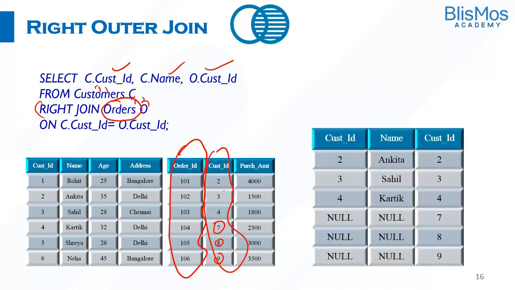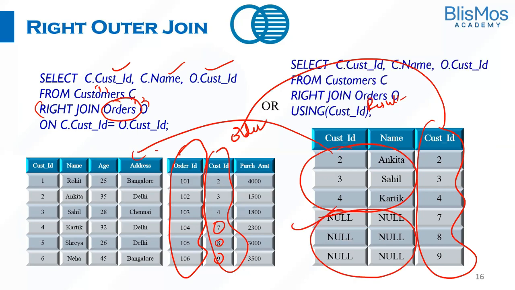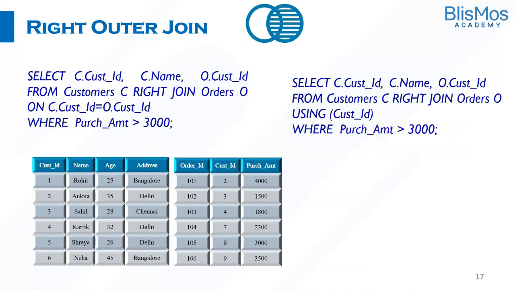Okay, so the result is like this, where you have all the records from the right table, that is orders, and only the matching records from the left table. Wherever it is not matching, nulls are introduced here. We can do this in one more way, that is using customer ID. Okay, we can also join 2 tables with a condition.